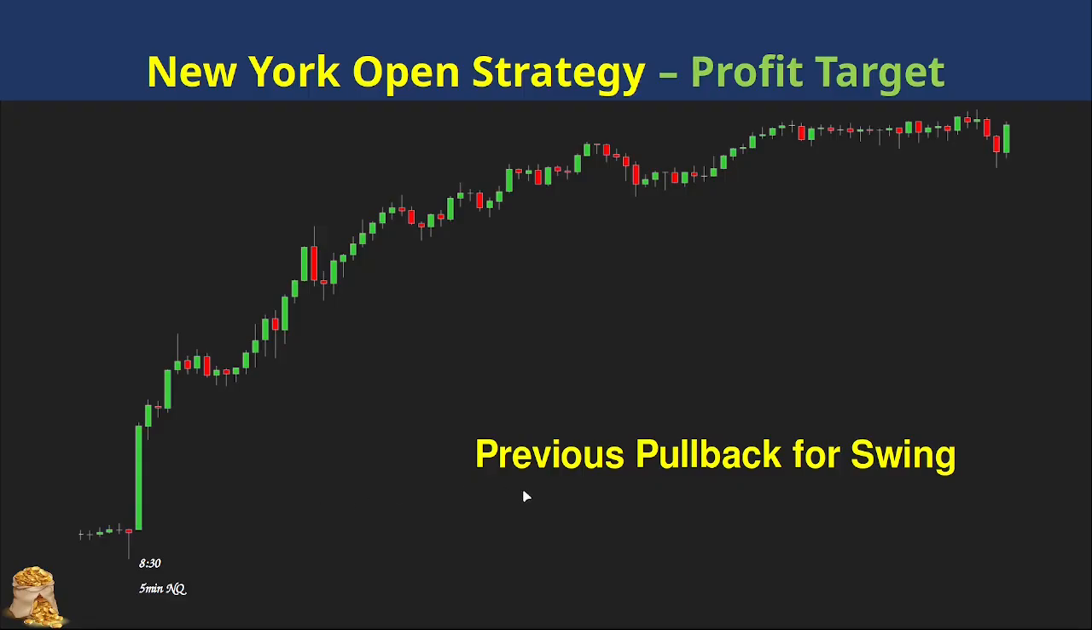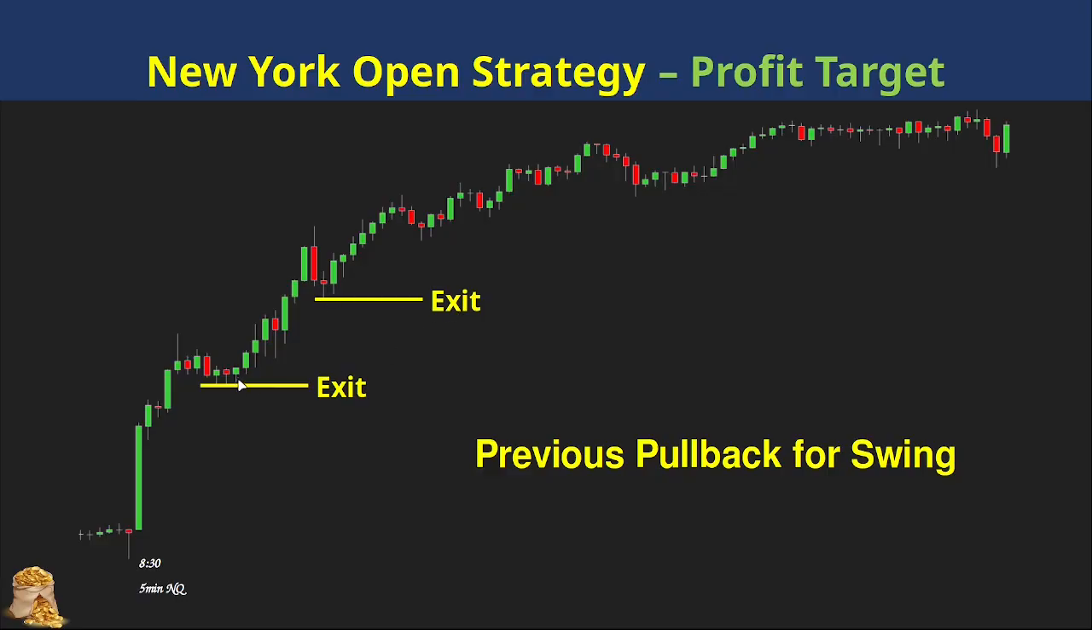Last, let's take a look at the previous pullback for swing trade. Basically, after the market breaks out and pulls back, the bottom of the pullback will be your profit target or the exit. And then as the trend goes up, you can see there's another pullback. The bottom should be your exit.